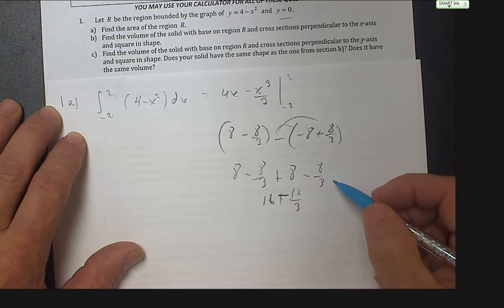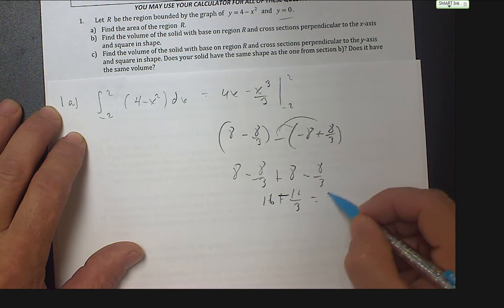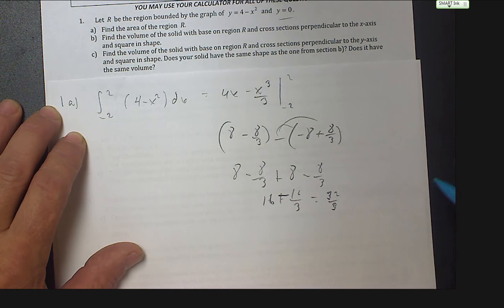Okay, so really 48 minus 16 over 3, yeah, 32/3. Very good. Okay with that? Makes sense? Okay, now volume.